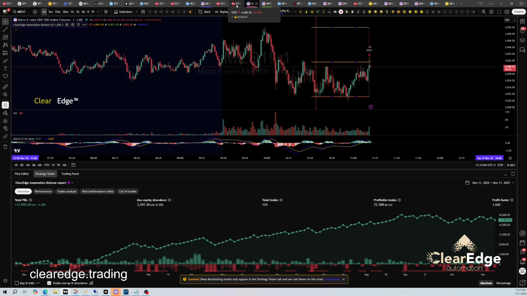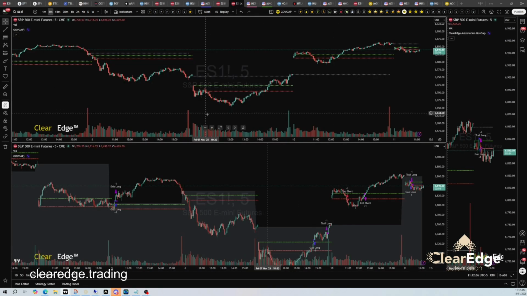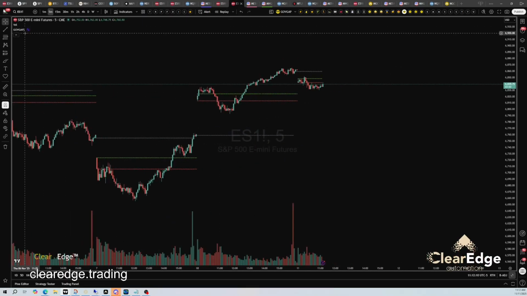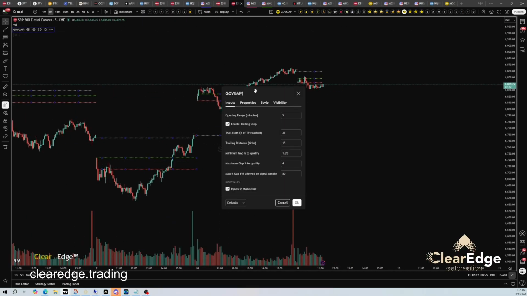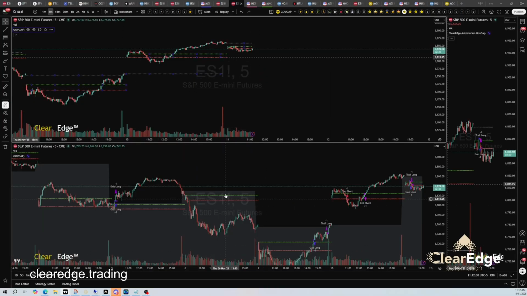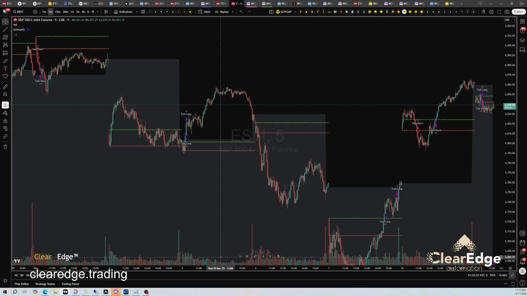The last strategy we have is the GovGap. So again, the settings on this, you can customize however you like, and there's many variations of this strategy that people are running. There's a setting to sort of capture a larger gap fill, and then a potential setting that's going to capture most of your smaller gap fills.